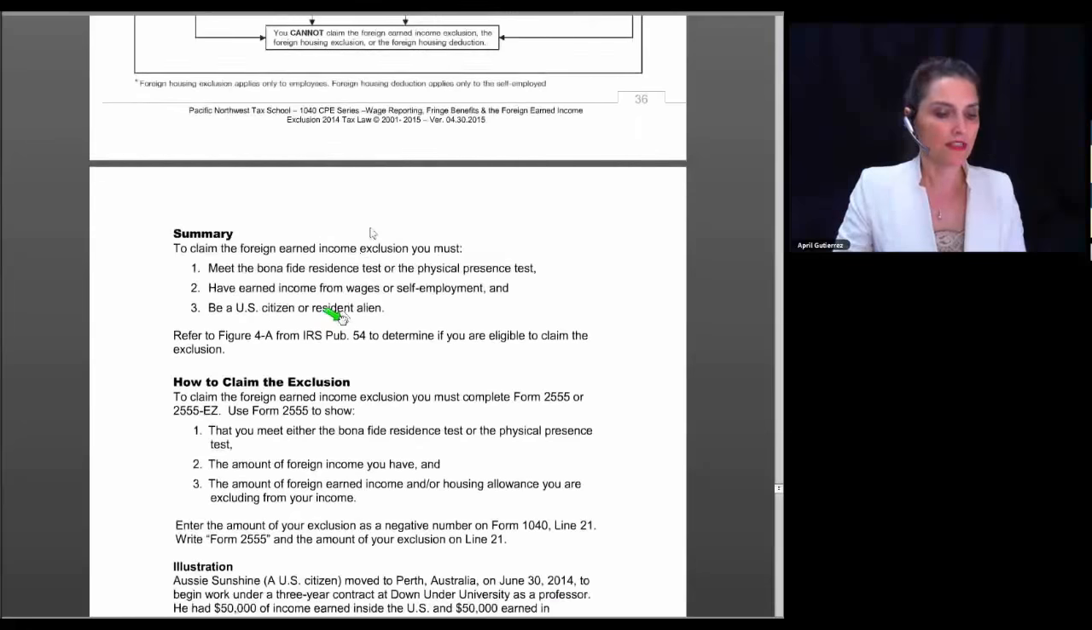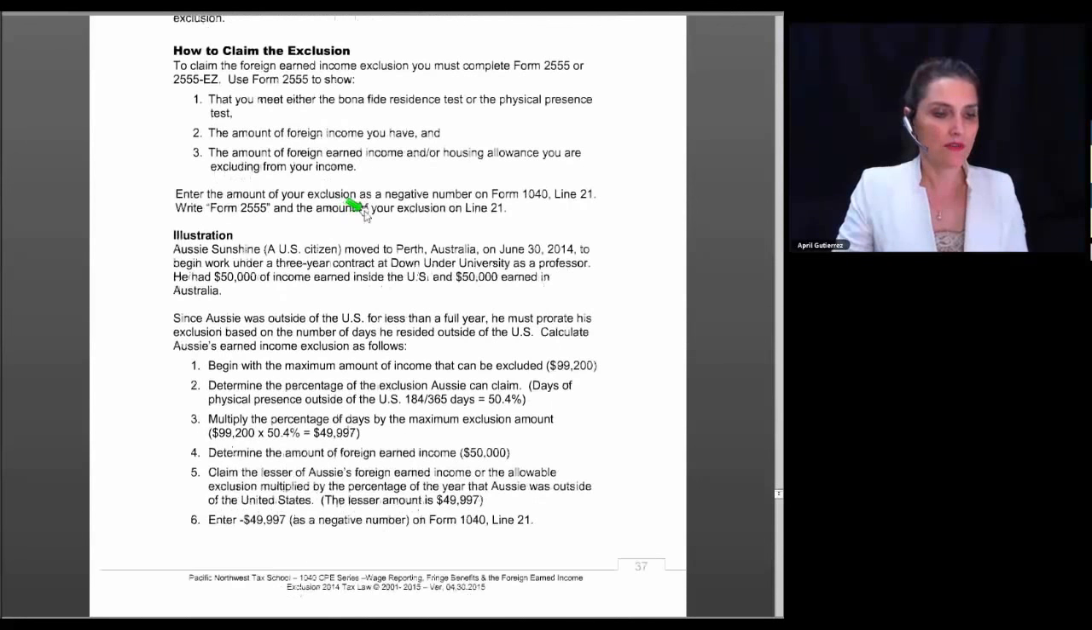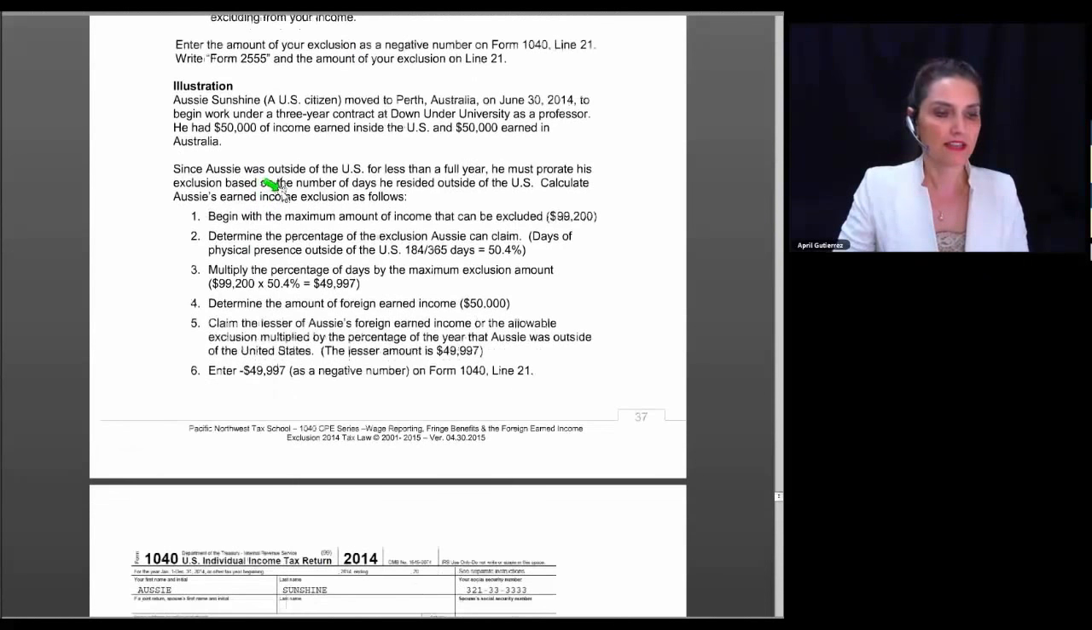So let's take a look at an illustration of how the foreign earned income exclusion works. It basically applies the physical presence test to a character named Ozzy Sunshine, who is a U.S. citizen and moved to Perth, Australia on June 30, 2014 to begin work on a 3-year contract at Down Under University as a professor. He had $50,000 of wage income that he earned here in the United States, and then another $50,000 that he earned when he went to Australia.